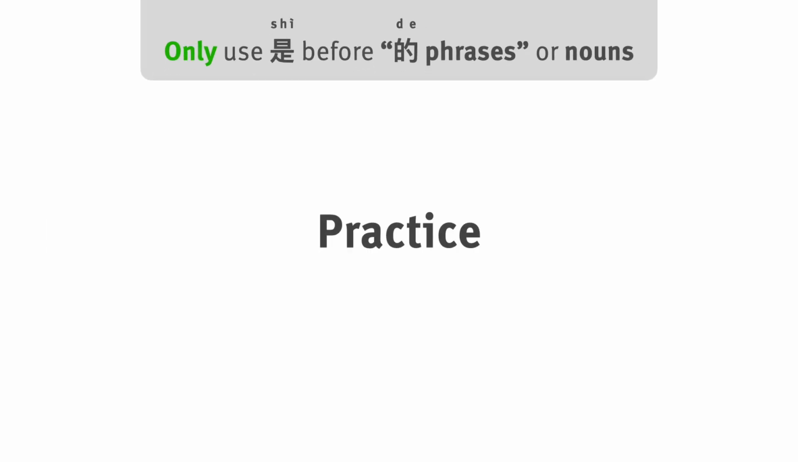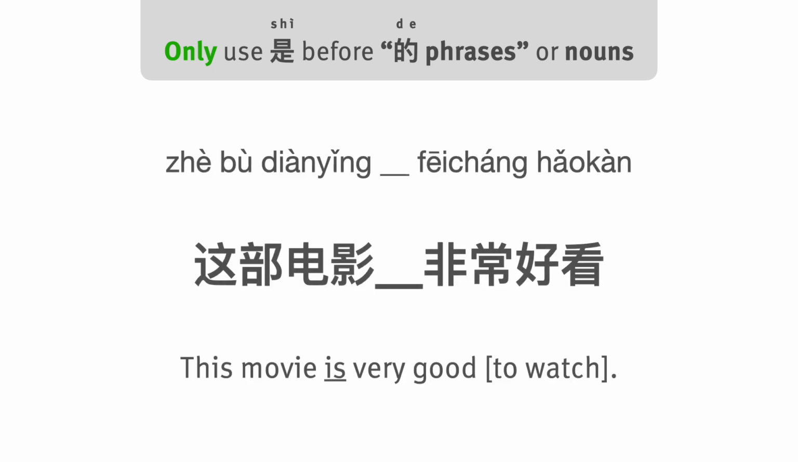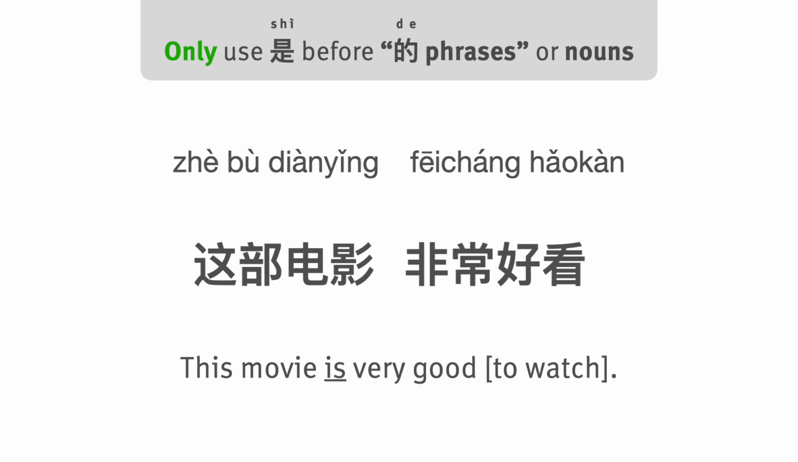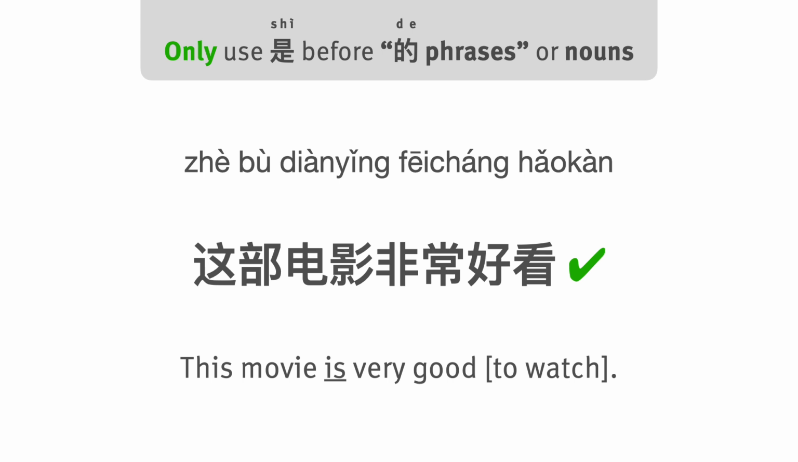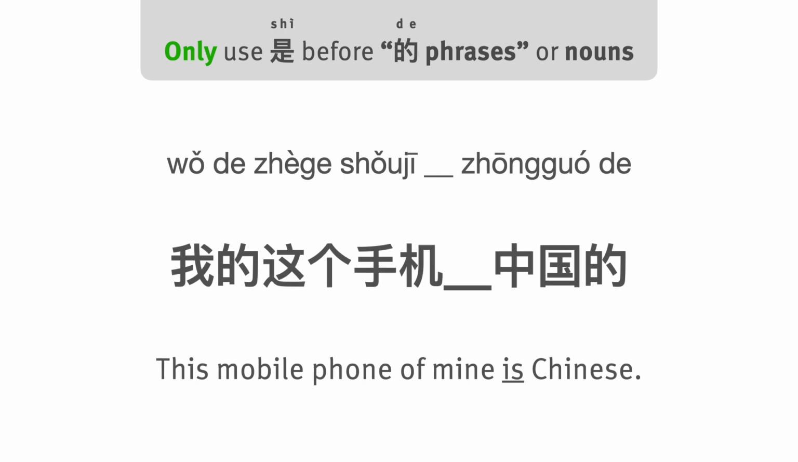Let's do some quick practice and see if you can remember it. Please tell me, should I add a 是 in the blank here? 这部电影非常好看. Should I add a 是 here? Remember, we should only use 是 before 的 phrases or nouns. 非常好看, is that a 的 phrase? No. Is that a noun? No. So, should we use 是? No, we should not. 这部电影非常好看.